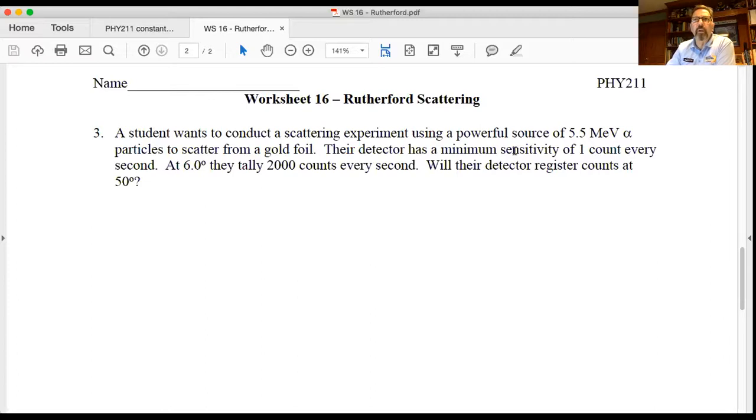My advice for this is to think about ratios, like on the ACT or the SAT test. It was A is to B as C is to D. Use that idea. You don't have to go through and calculate all the constants. From the fact that you know there's 2000 counts at 6 degrees, use only the important parts of the equation to figure out what the number of counts will be at 50 degrees. And then at the end of the day, you're comparing that to the sensitivity. The sensitivity of this counter is 1 count every second. The bottom line is, when you get the number of counts at 50 degrees, is it greater than or less than 1 count every second?